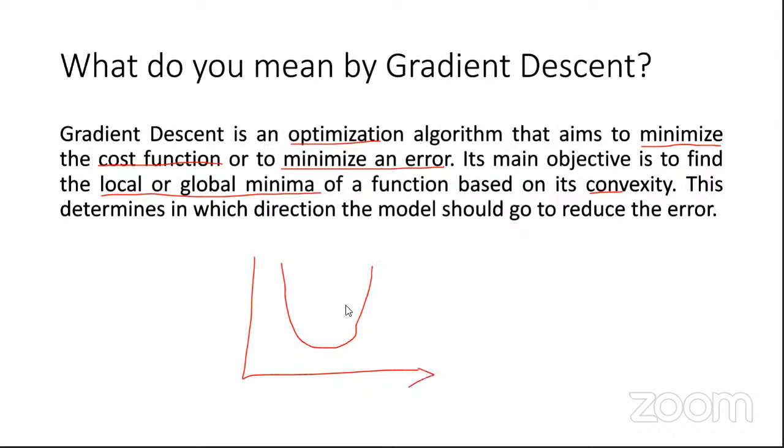See, this is the gradient. If you are at this point, the line we had drawn tangent to that point on the curve is called the gradient. This we call a gradient. Initially, this point is the initial weight.